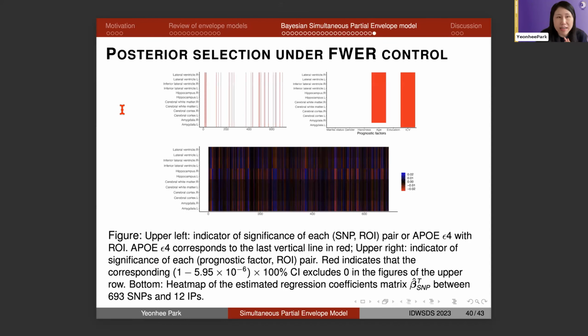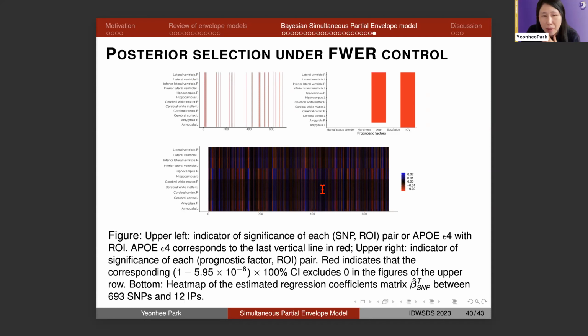We also investigated the association between predictors and responses. We used the credible interval whose confidence level is 0.95 with the Bonferroni correction. So the significance of any predictor is determined by the exclusion of the zero value in the credible interval. The upper panel shows the indicator of the significance. We could see a few genetic variants are significant for the 12 ROIs, and age and ICV have a significant effect on the brain volumes.